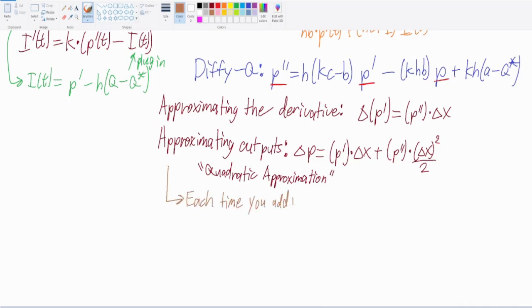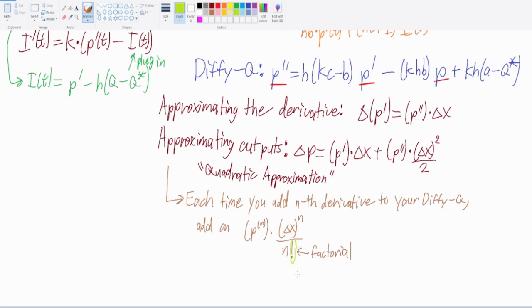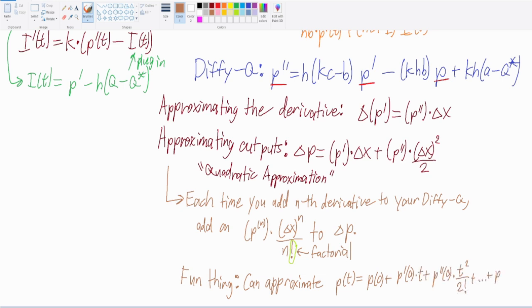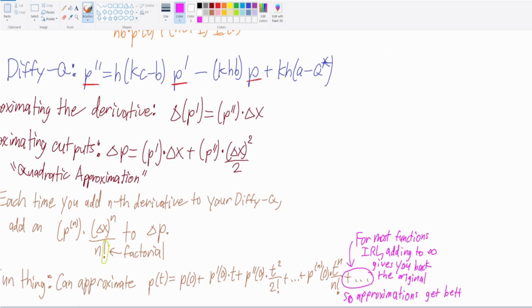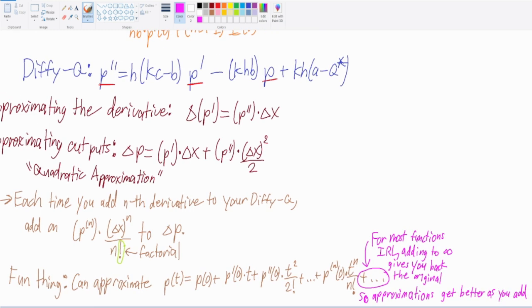And by the way, a diffeq can have whatever order you want. Each time you add a new order, your approximation will add a 1 over n factorial times the nth derivative of y times your change in output to the power of n. In fact, even if you're approximating an equation and you're not approximating a diffeq, this method is used quite frequently to get better estimates. And in fact, if you keep adding on these estimates to infinity, you'll get back the original function. So, cool little math fact for you.